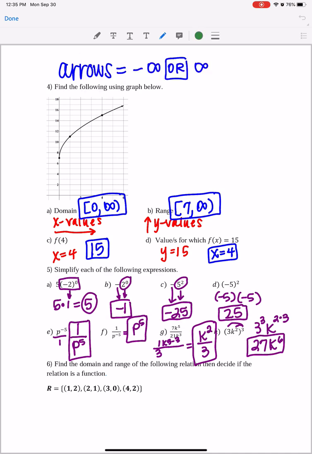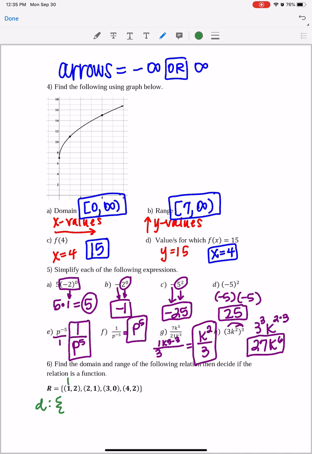Six, find the domain and range of the following relation. Decide whether the relation is a function. So your domain is again all of your x values. So you need these little squiggly brackets. If you're not good at them, just put some squiggles. Okay, it doesn't have to be perfect. That's horrendous. Okay, that's not any better. If you can't do them, then that's okay. But list out your domain.